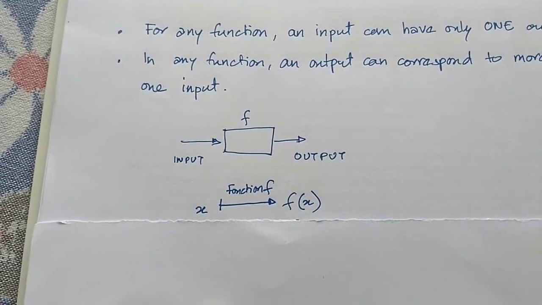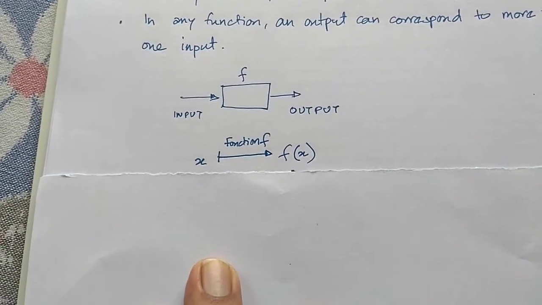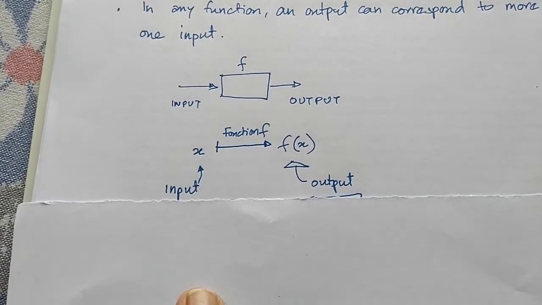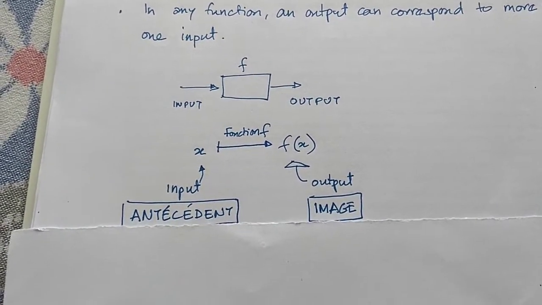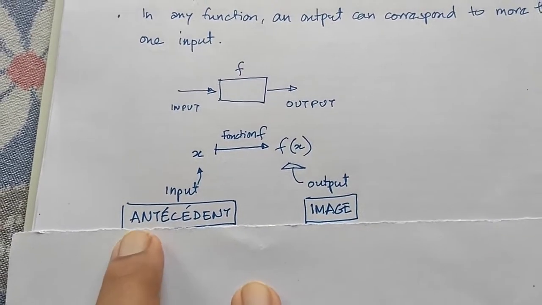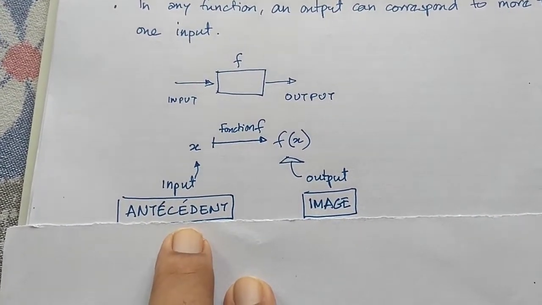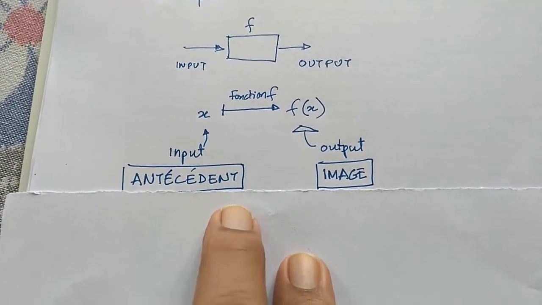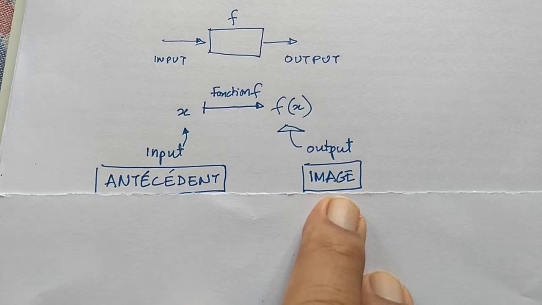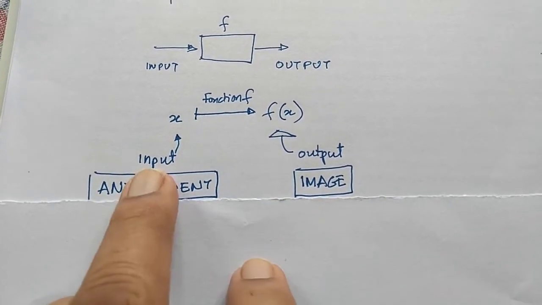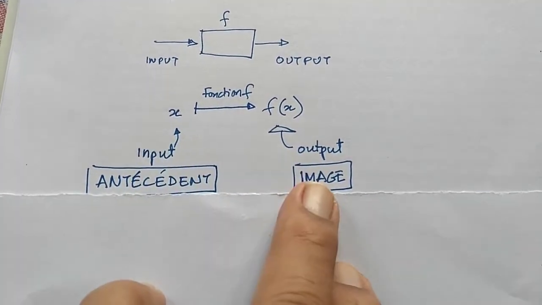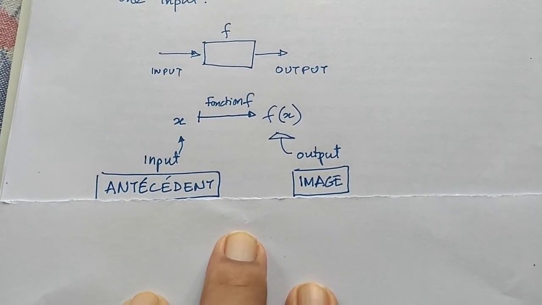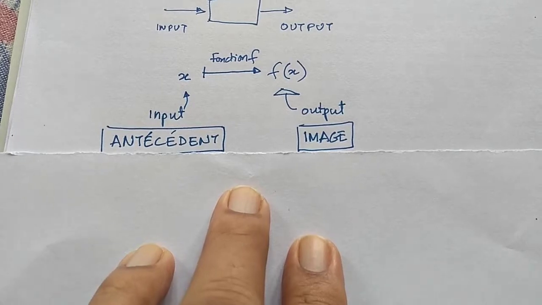They use 2 words, and these 2 words will be used constantly in this chapter, so we have to learn them. So this is the input, that's the output, and here are the 2 words. For the input they use the word antécédent, which actually just means what comes before. And for the output they use image, because for every input you have a corresponding image, just like you had, if you remember, from symmetries.